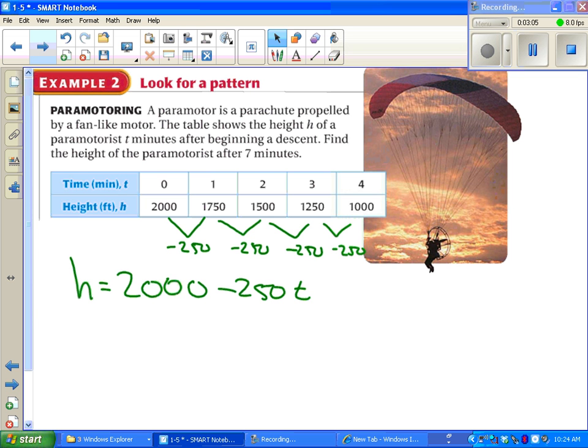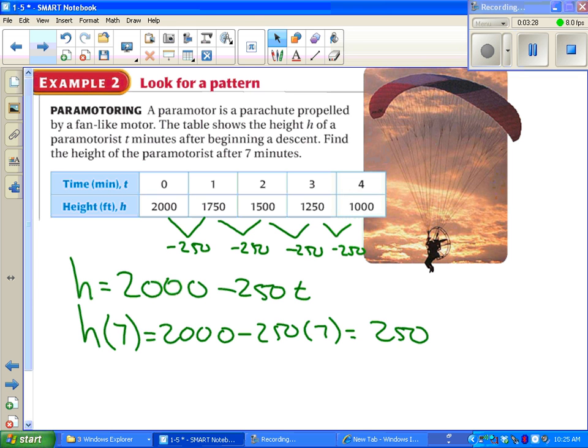T could be in minutes, as we see in the table. So after 1 minute, 250 times 1 is 250. 2,000 minus 250, 1,750. Works on the table. If we want the height after 7 minutes, we just plug in 7. And you should get 250. For your final answer, don't forget your units. We know this is 250 feet from the problem. And that's it. Again, you could have done this without making an equation, but it's always best to make an equation if possible in case you're dealing with big numbers eventually.